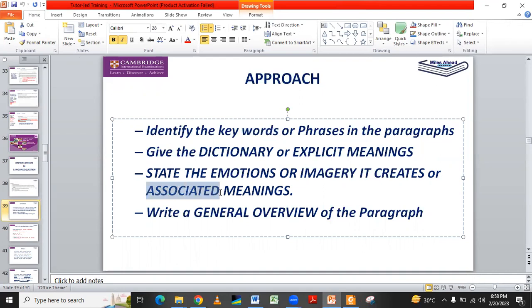Now, let me explain associated meaning. For example, if you tell somebody you are a pig, the dictionary meaning simply means the person is an animal, right? But the associated meaning, if you say to someone you are a pig, you know the person is not an animal. You are trying to associate that person with something. What is it you are trying to associate that person with?